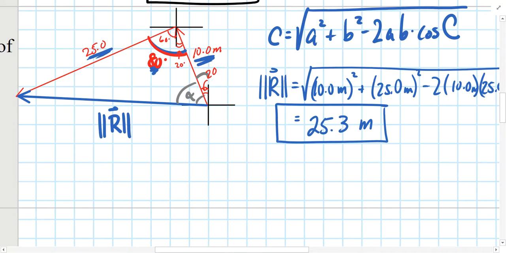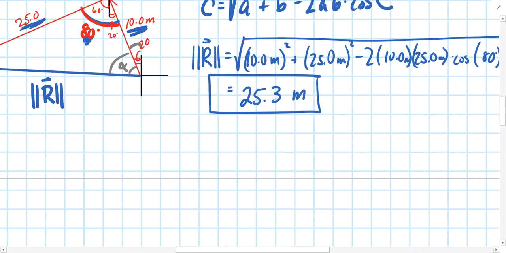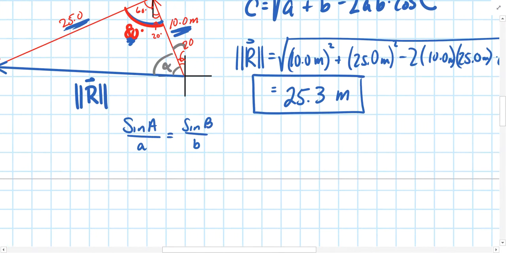So if I'm looking for alpha, I'm going to switch to the law of sines to help me solve that. The law of sines said that sine of A divided by length a is equivalent to sine of B divided by length b, where capital A and lowercase a, capital B and lowercase b are side lengths and angle measures that are directly across from one another. So with the law of sines known, let's go ahead and set that up.